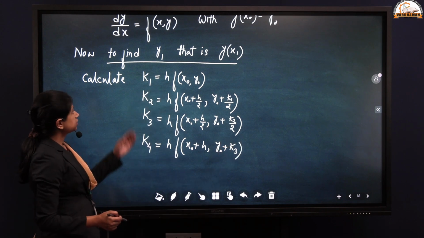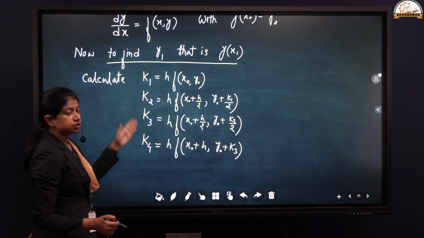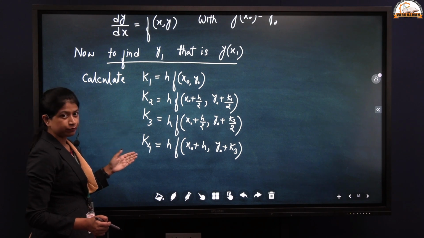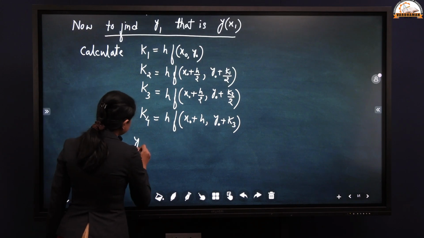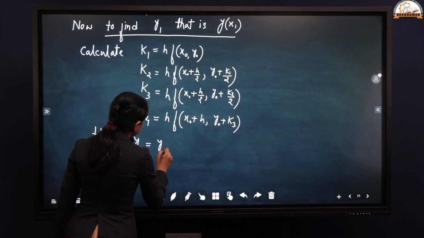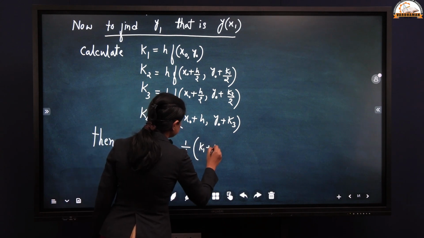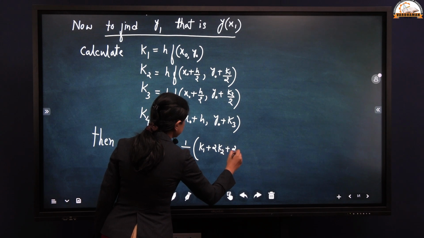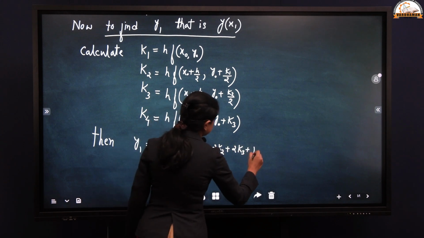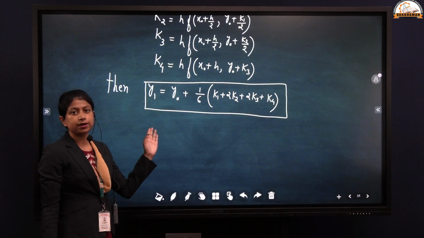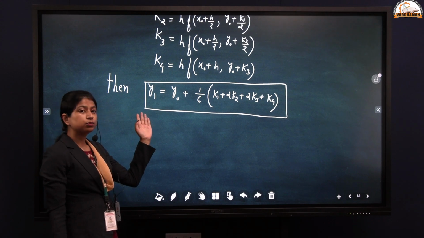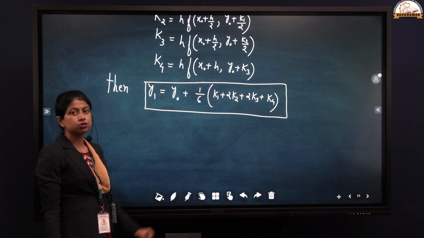We will first calculate all these values k1, k2, k3 and k4. Then y1 is equal to y naught plus 1 by 6 times (k1 plus 2k2 plus 2k3 plus k4). So this is how we will find y1. Similarly, we can get y2, y3 and so on.